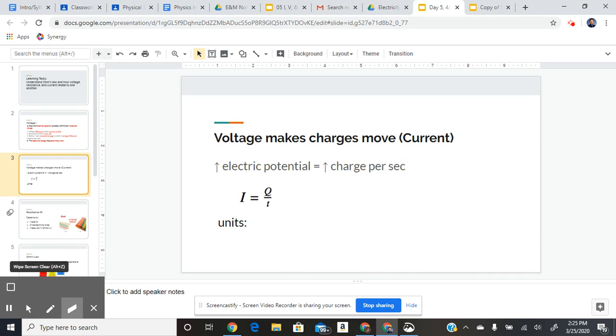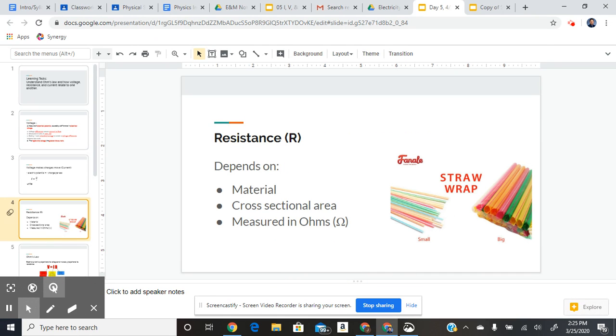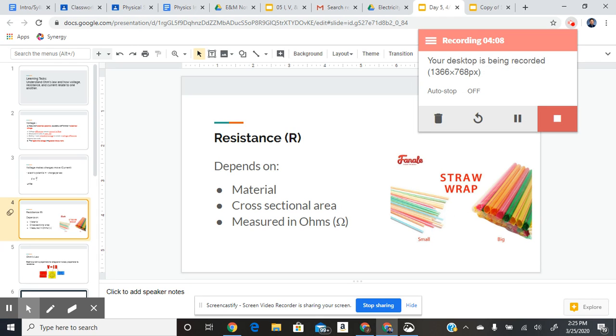All right, moving on to resistance. Taking a look at resistance, what resistance really is, is a measure of how much charge is being slowed down.